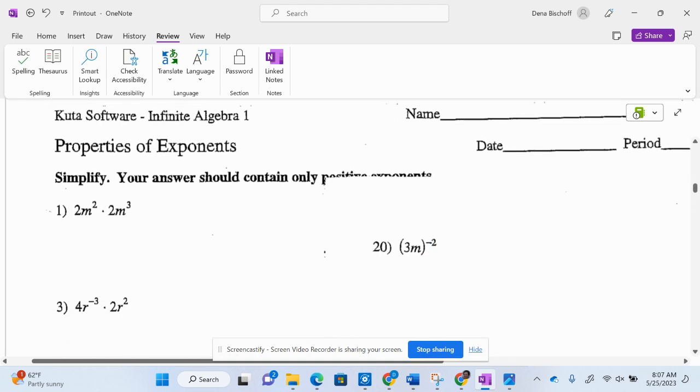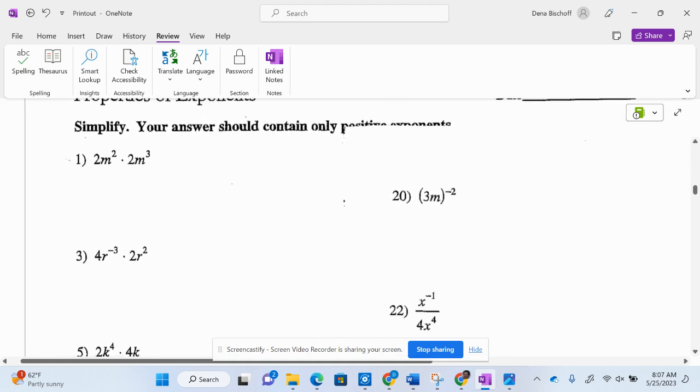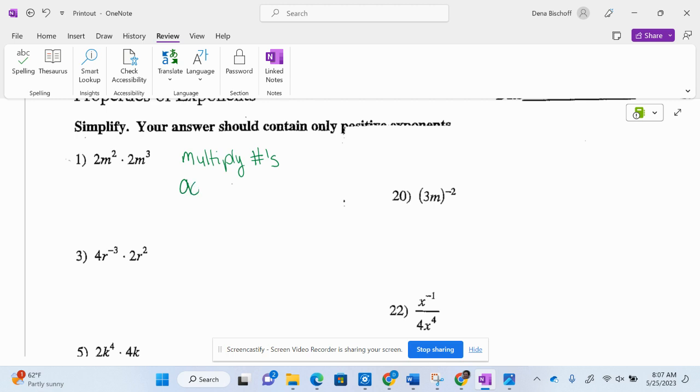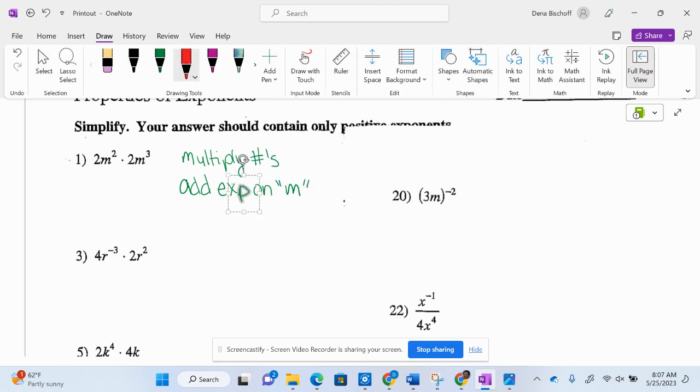Okay. So let's do some examples. So that's what we have here. We're just going to do some examples. So let's see. I'm going to think about what I need to do, so I'm going to write off to the side. I know that I need to multiply the numbers. And I know that I need to add the exponents on the m's, because I'm multiplying those two m's together. So it might help your brain if we rewrite this. I'm going to rewrite this as 2 times 2 times m squared times m cubed, because that's really what's happening. 2 times 2 is 4.